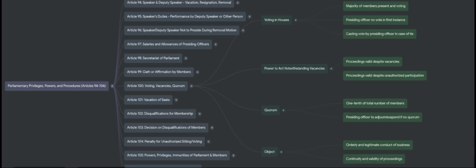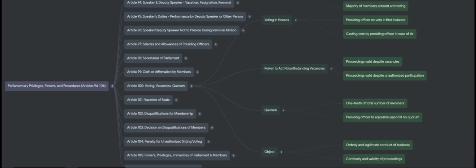The article explicitly states that Parliament has the power to act despite any vacancy in its membership. And, importantly, its proceedings remain valid even if it's discovered later that an unqualified or disqualified person sat, voted, or otherwise participated. This prevents the retrospective invalidation of laws or decisions on purely technical grounds. Imagine the chaos if laws passed years ago could be struck down because one MP was later found to be disqualified. This ensures continuity and certainty in governance.